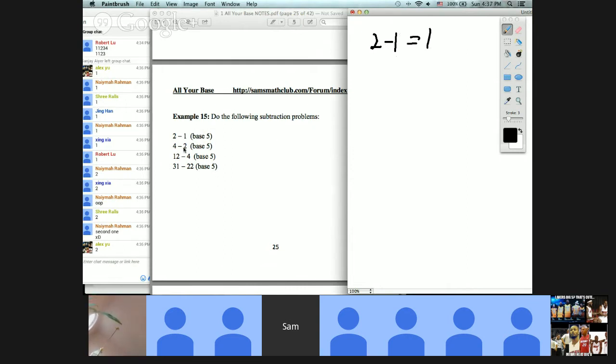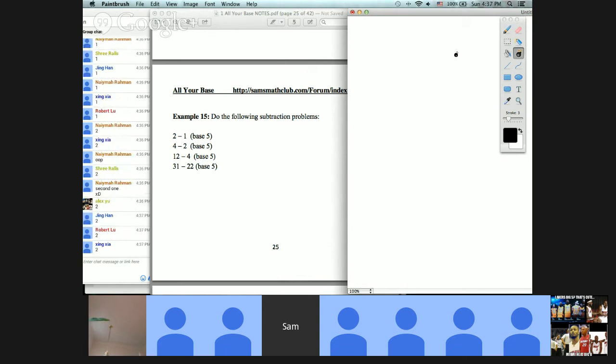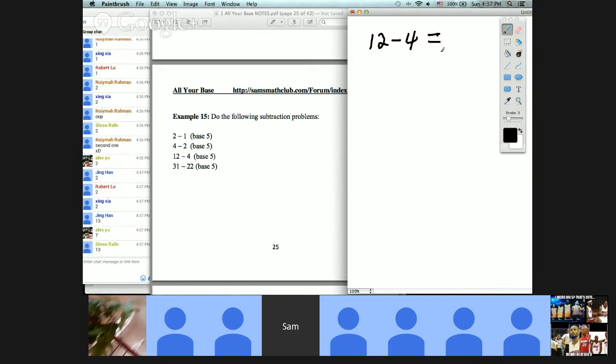Okay, so everybody try the second one. 4 minus 2 base 5. Right, nice. 2. Nice and easy. 4 minus 2, no violations. Base 5. Okay, so a little bit harder. Now let's try 12 minus 4 in base 5. So this one's a little bit harder. It requires a little bit of thinking.